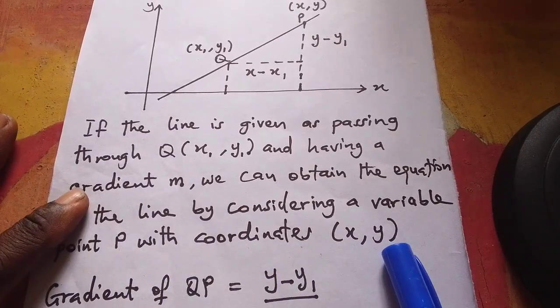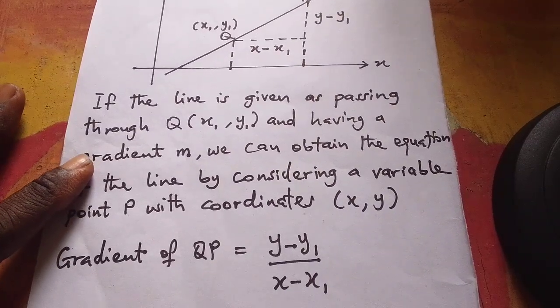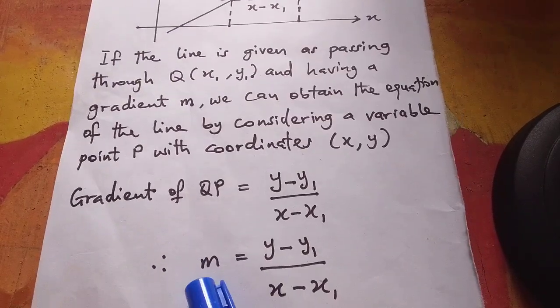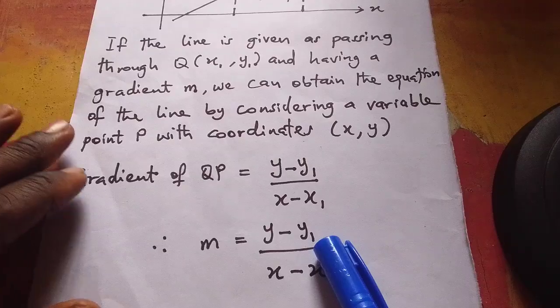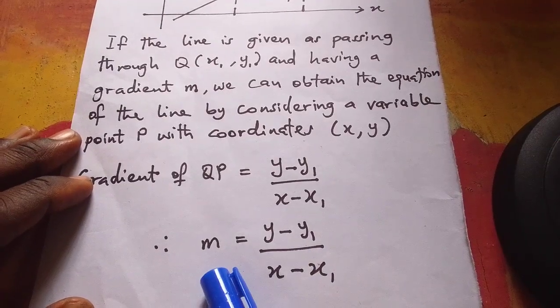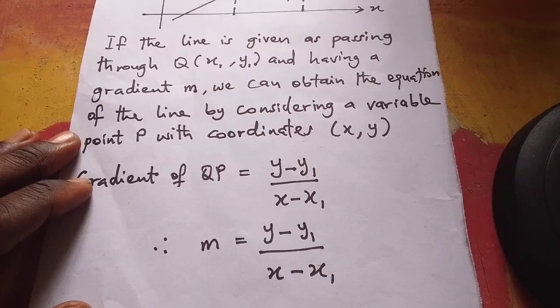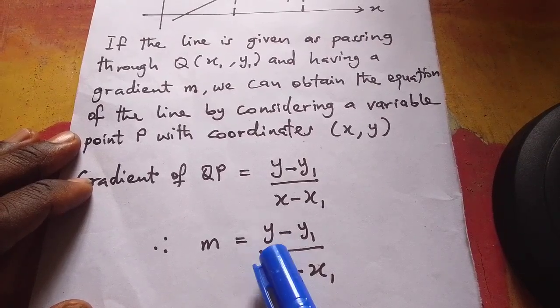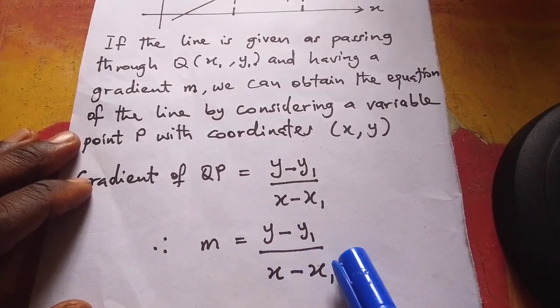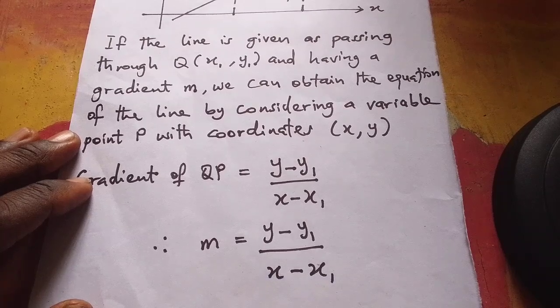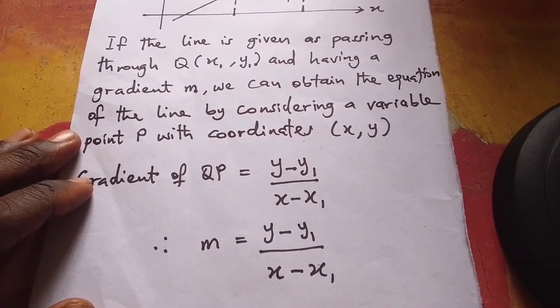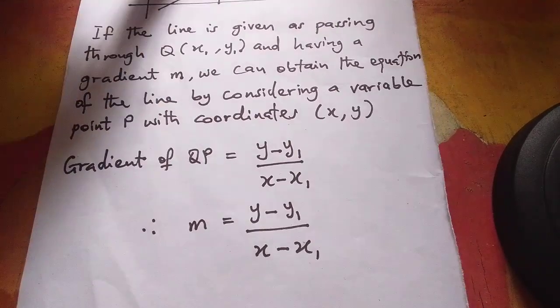Now, if you are given the gradient and one point, one coordinate, we'll use this formula to get the equation of the line. That is m equals (y minus y1) over (x minus x1). To make it clearer, let's consider this example.